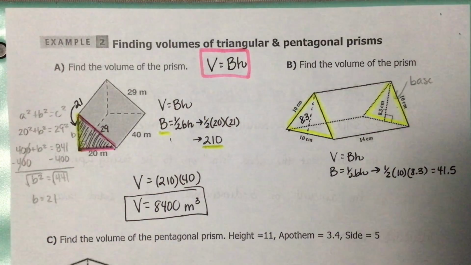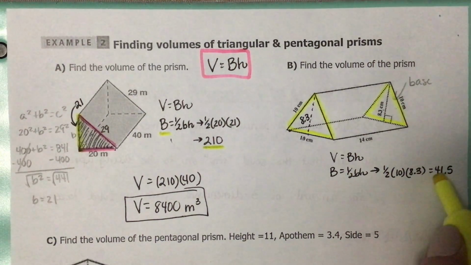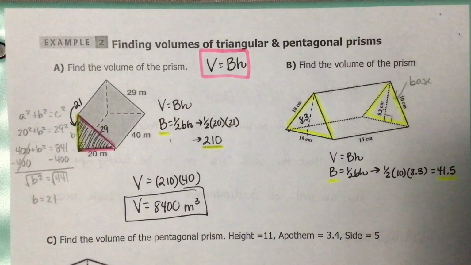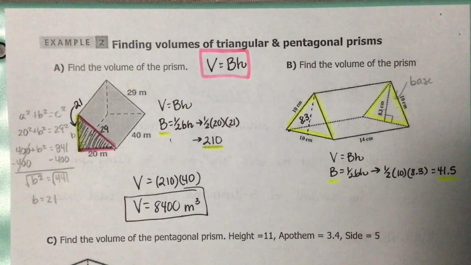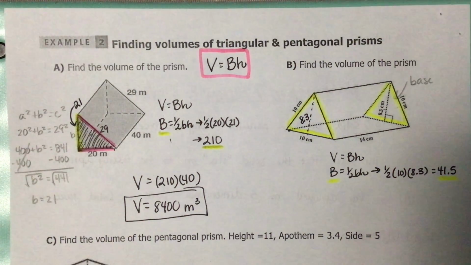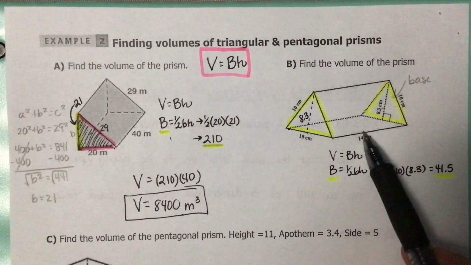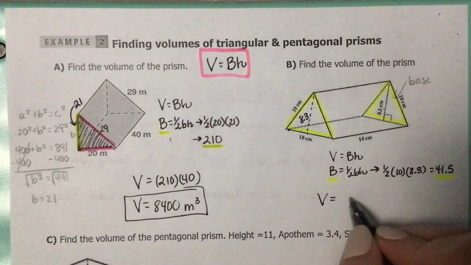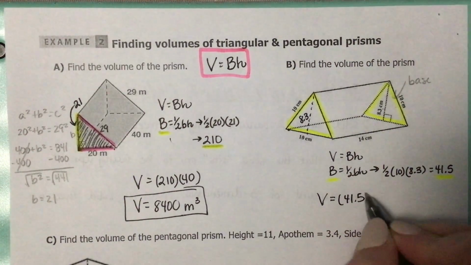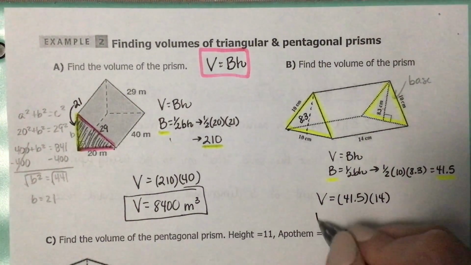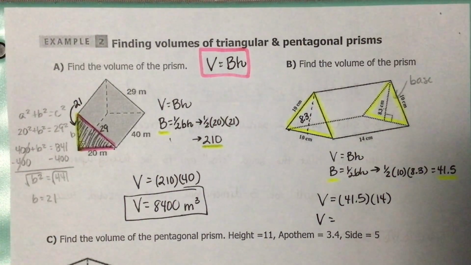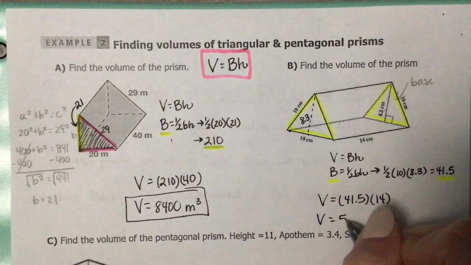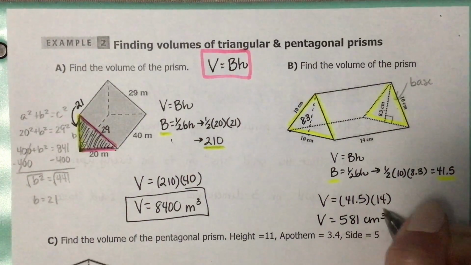Okay, this 41.5 is the area of the big base. We need to take the area of the prism and multiply it by the height of the prism. Well, the height of the prism is how long it is. So it is 14 centimeters long. So we're going to have volume is equal to 41.5 times 14. When we put that into our calculators, we get 581 cubic centimeters.